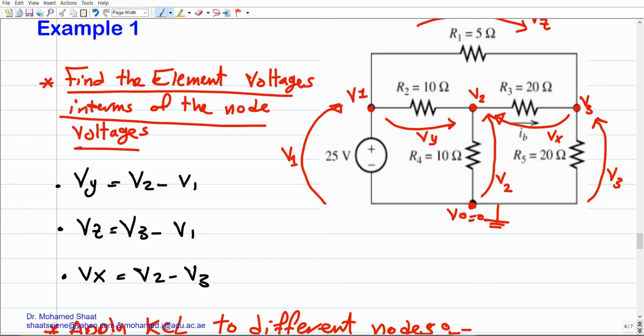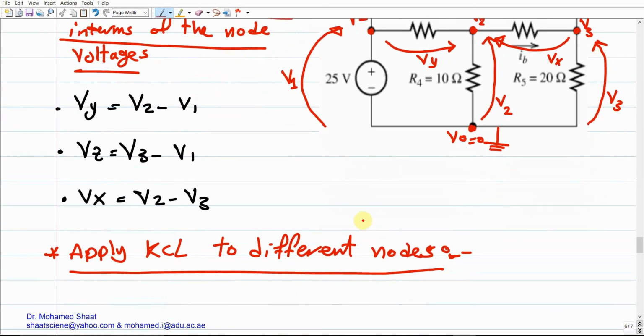So you already have a value for V1, but we have no clue how much V2 and V3 are. Because there are just two unknowns, we need just two equations. One equation is going to be for node 2, the second equation for node 3. Make sense?